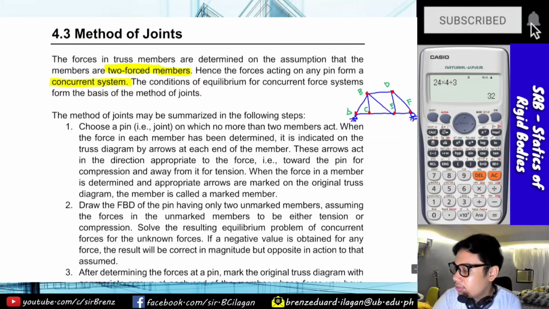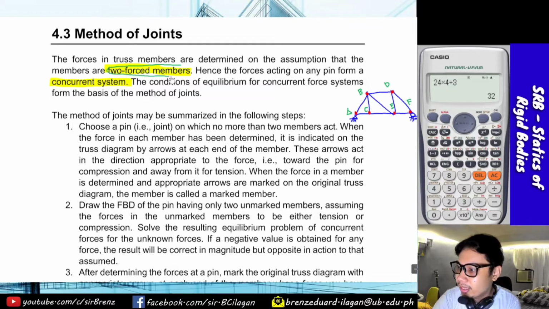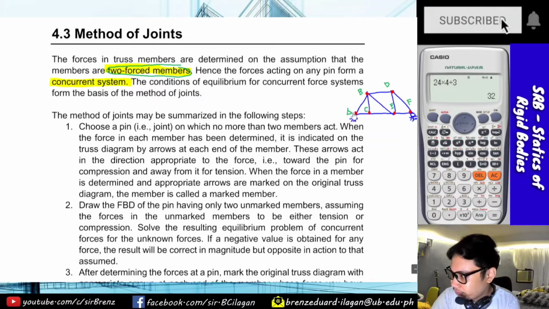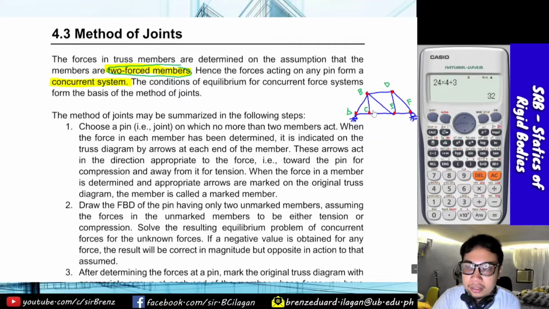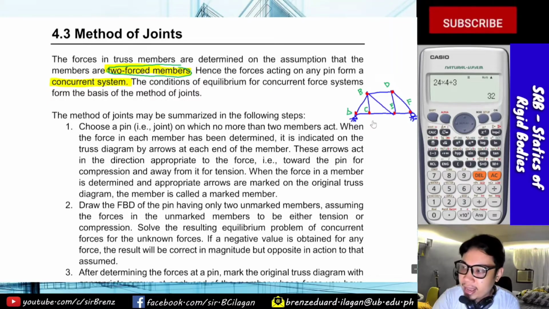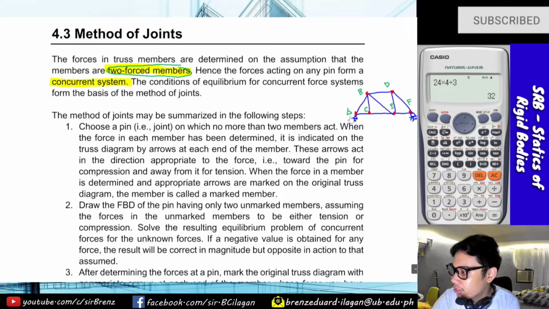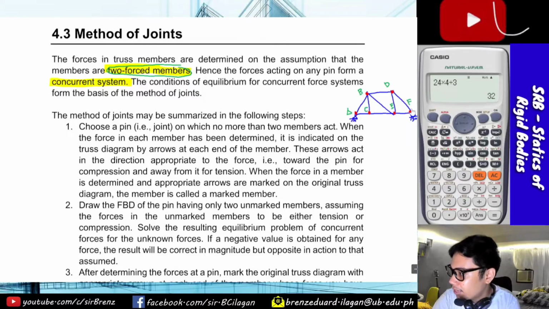Okay, so within these 6 joints, alin ba dyan yung masasatisfy yung first condition natin na dapat daw two-force member lang yung kailangan nating consider? Okay, so tama. Yung joint A and joint F, ito yung mga joints na pwede nating i-consider na unang joint na i-analyze. Okay, bakit? Kasi nga sabi doon, ang method of analysis dyan is yung concurrent system kung saan kapag gumawa ka ng free body diagram dito sa joint A, o sige, yung joint F na lang para mas madali.